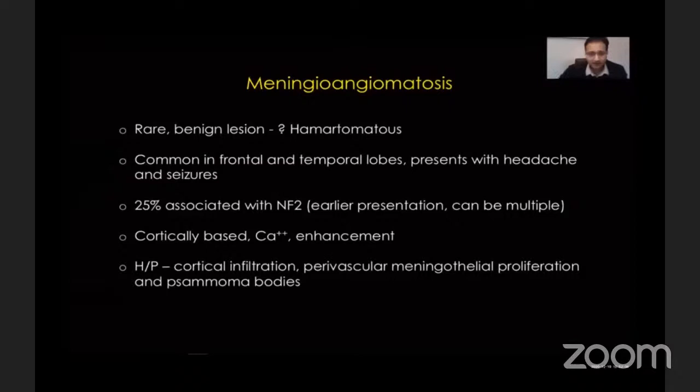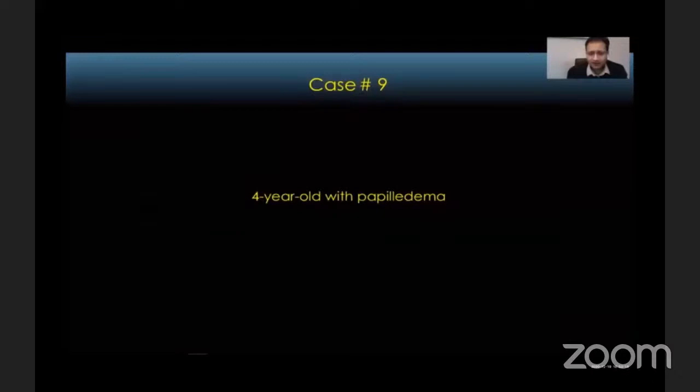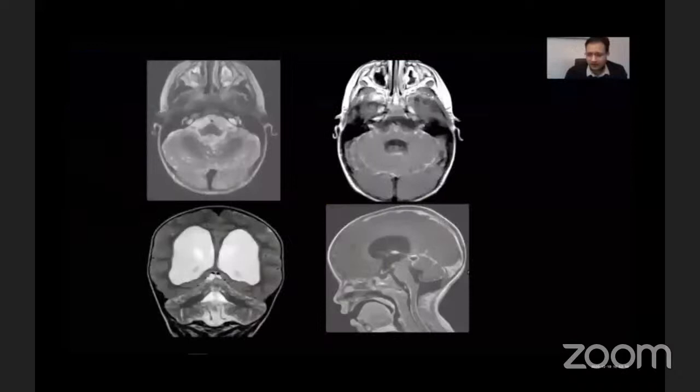Next case, and I think it's my last case, is a 4-year-old child who presented with papilledema. On the initial MR imaging, on the axial and coronal T2-weighted images, we see these multifocal areas of rounded T2 hyperintensities, almost cyst-like changes scattered throughout the cerebellar hemispheres, as you can see here on the coronal images as well.